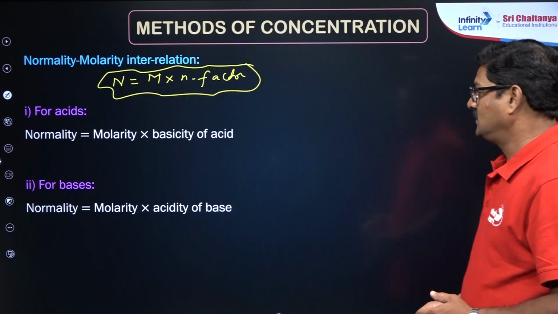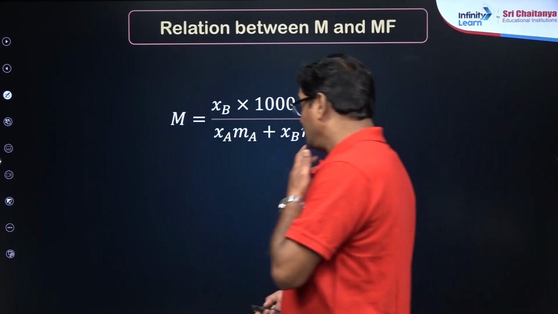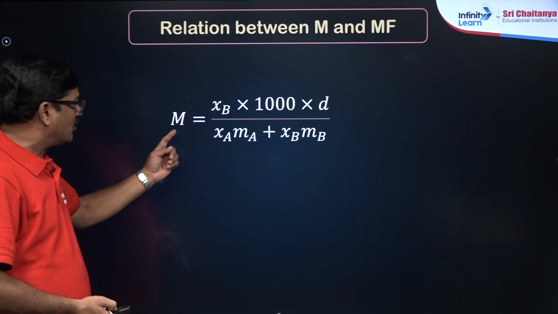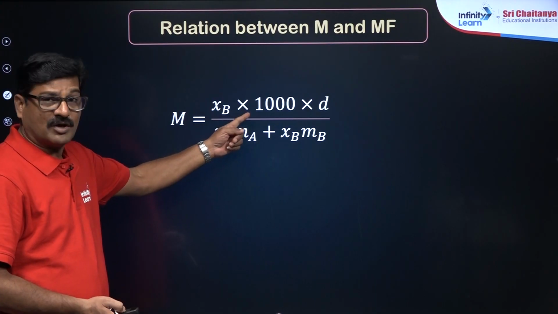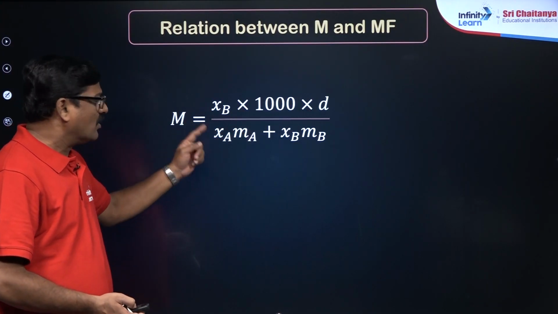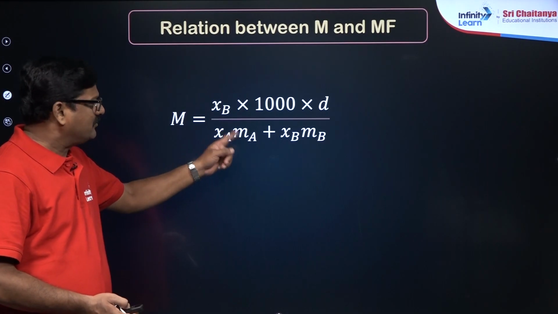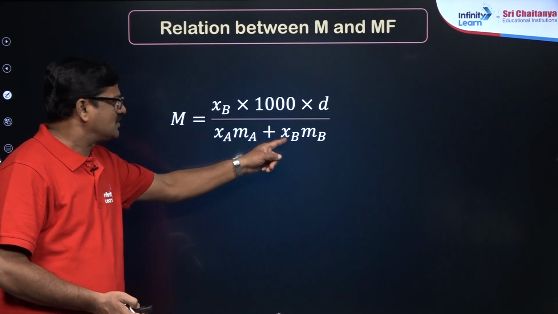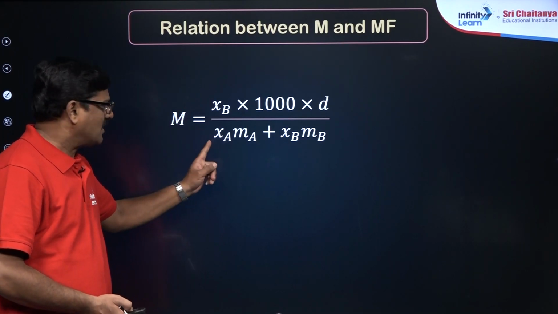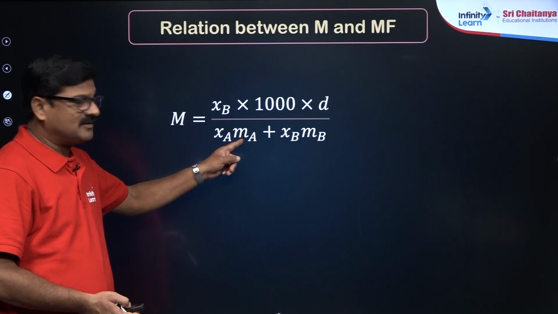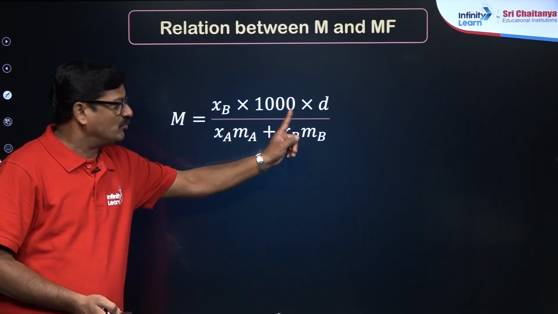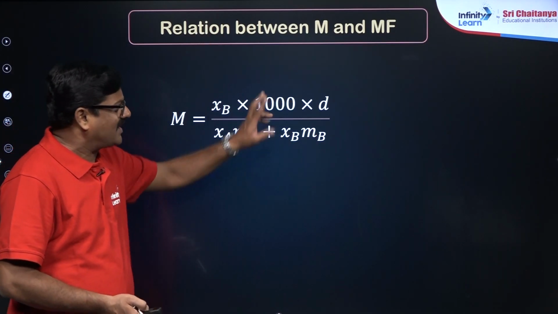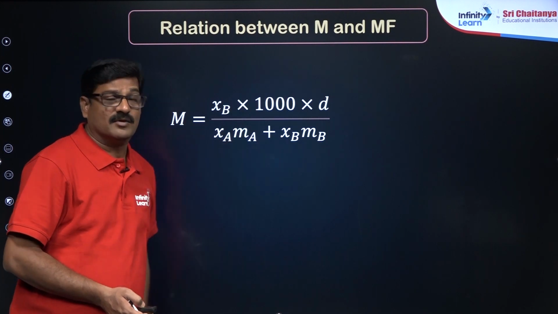Talking about the next one, the relation between molarity and mole fraction. The molarity is equal to mole fraction of the solute into 1000 into density upon mole fraction of the solvent into Ma plus mole fraction of the solute into Mb, where Ma is the molecular weight of the solvent and Mb is the molecular weight of the solute. This relation is a simple trick to understand the relation between molarity and mole fraction.